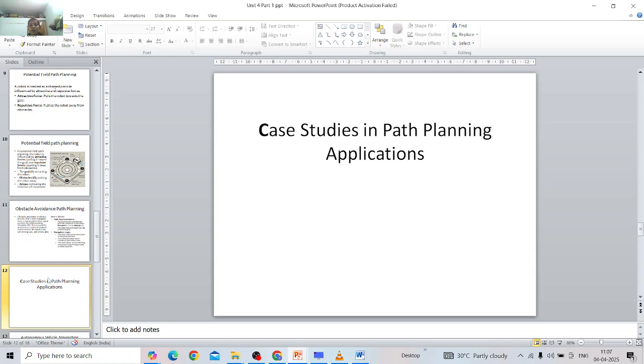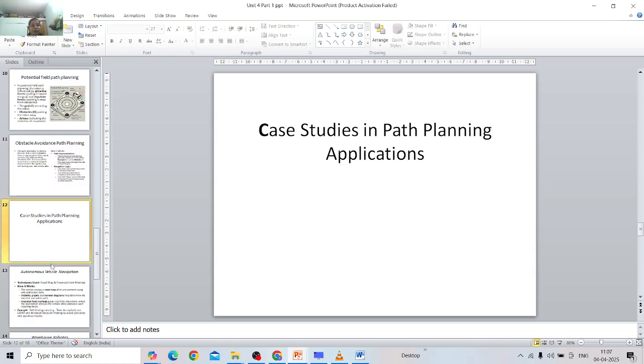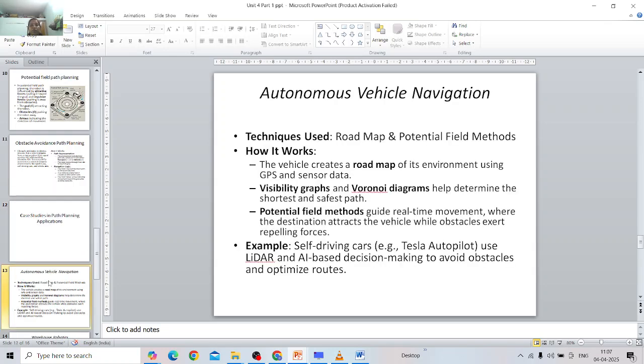Now let us see the various case studies in path planning applications. The first one is autonomous vehicle navigation. The techniques used are roadmap and potential field methods, and the working procedure of this is: the vehicle creates a roadmap of its environment using GPS and sensor data. Either you can use visibility graphs or Voronoi diagrams, which help to determine the shortest and safest path.